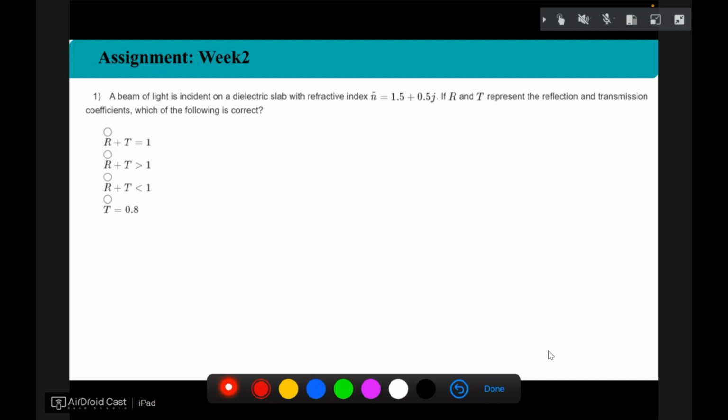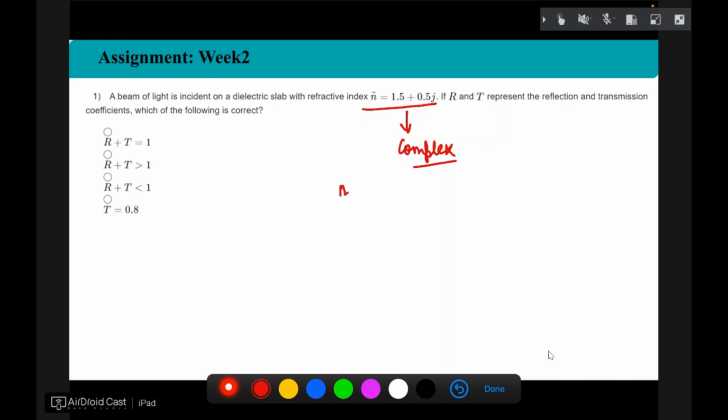So, this was all about the lectures. In this week, we studied what the optical response will be when light interacts with matter. So, the first question is: a beam of light is incident on a dielectric slab with refractive index n. Here you can see that the refractive index is complex. If R and T represent the reflection and transmission coefficients, which of the following is correct?